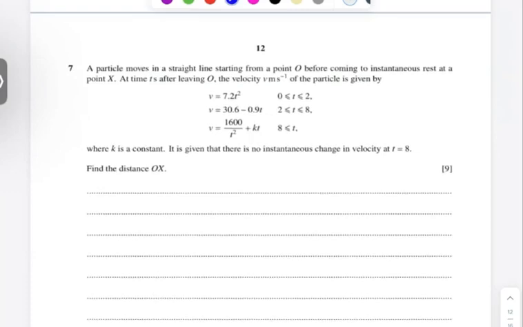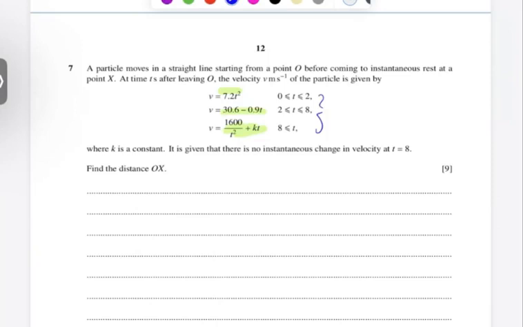Immediately when I'm seeing loads of equations, I'm thinking kinematics with varying acceleration. A particle moves in a straight line, so that's kinematics, from a starting point, before it comes to instantaneous rest. So it's moving and then it comes to rest at point X. The time t after leaving is given by that. There are three sections here: a quadratic, then a straight line, and then a funny curve. It's just good to know what's happening.